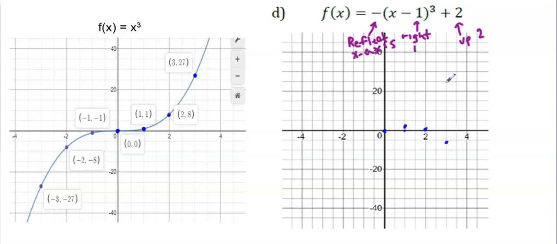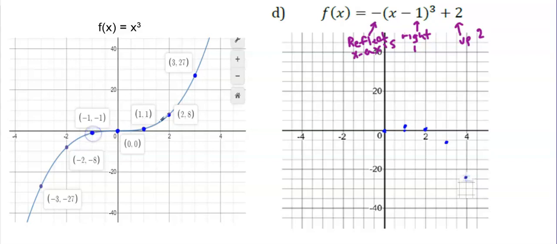So at 3, 27, I'm going to start by moving to the right one. Then I'm going to reflect over the x-axis. So I go to where y is negative 27. And then I'll move up 2 to where y is at negative 25.